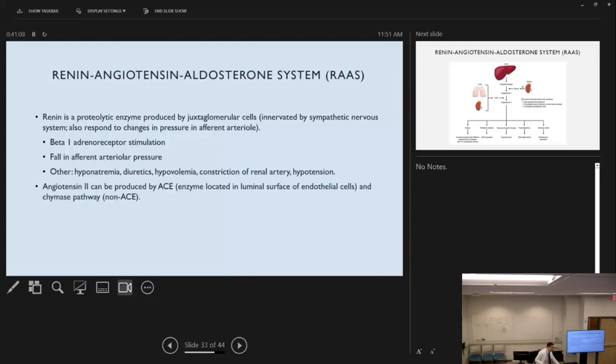Aldosterone retains sodium. So one stimulus for renin activation is hyponatremia, because we want to get that sodium into the blood and correct that. Diuretics may stimulate it, hypovolemia, constriction of the renal artery, different factors.